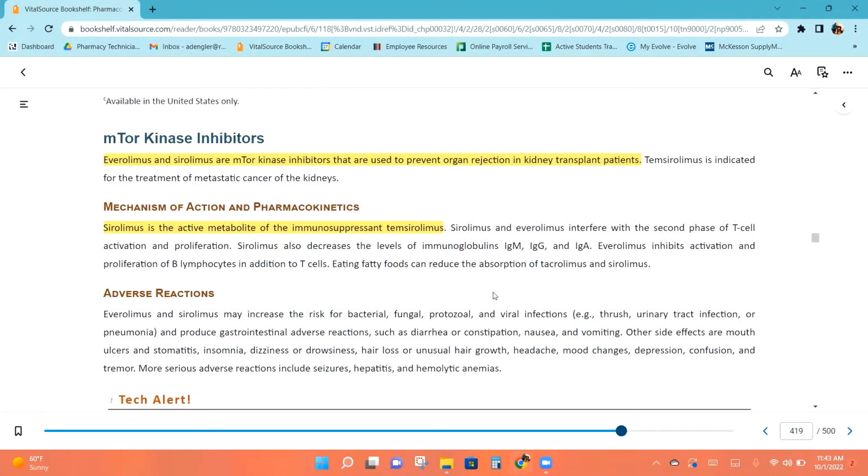Everolimus and sirolimus are mTOR kinase inhibitors that are used to prevent organ rejection in kidney transplant patients. Sirolimus is the active metabolite of the immunosuppressant temsirolimus. Everolimus and sirolimus may increase the risk for infections, just as the above ones do as well.